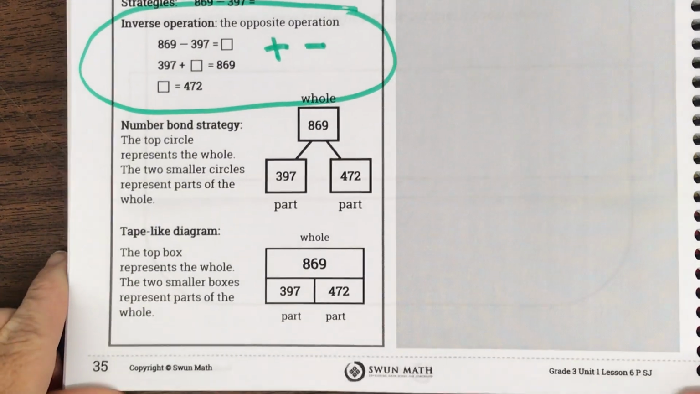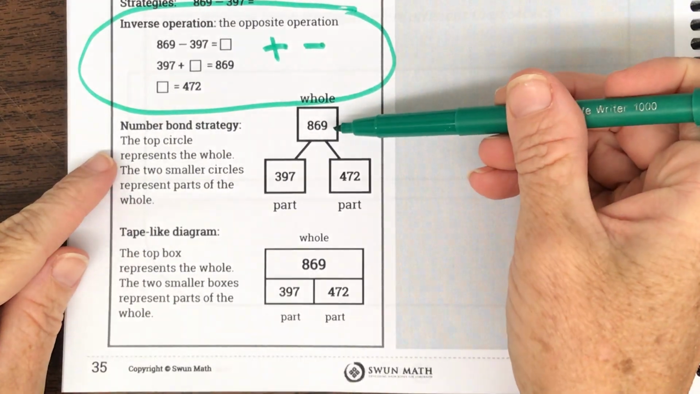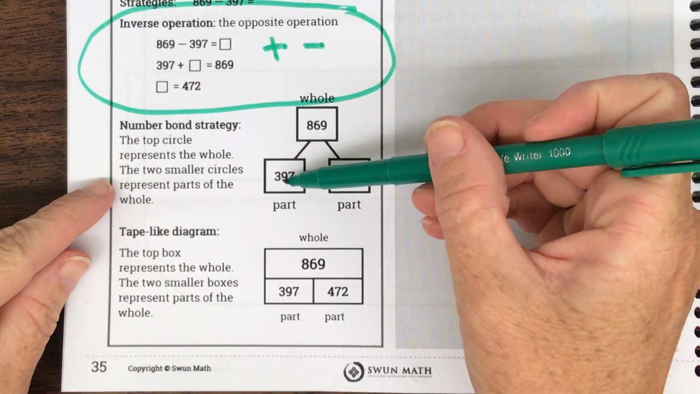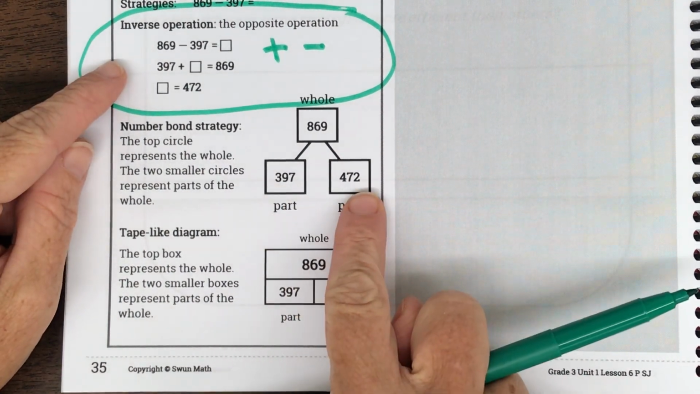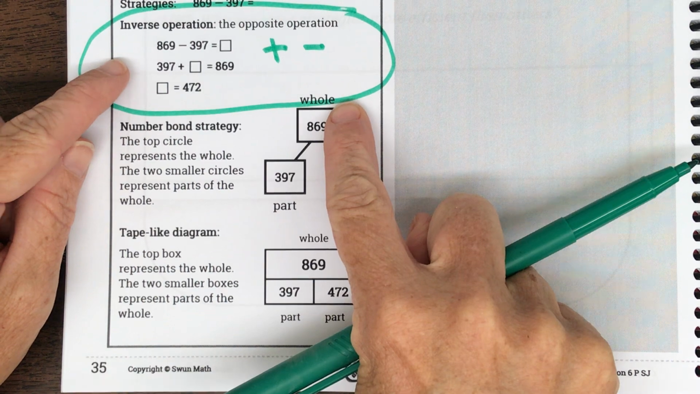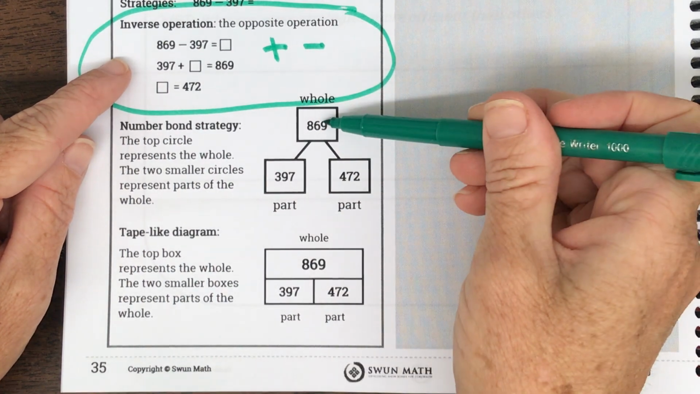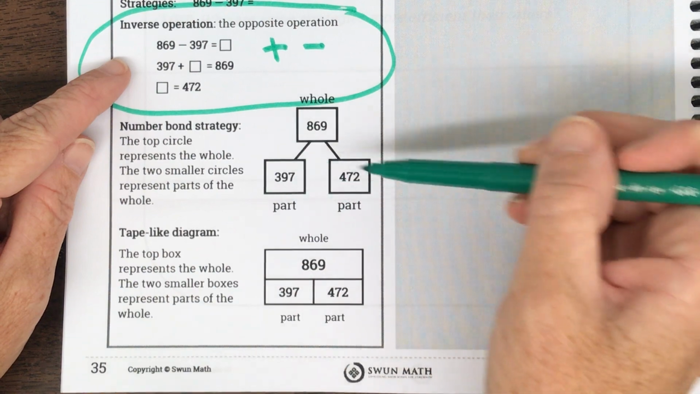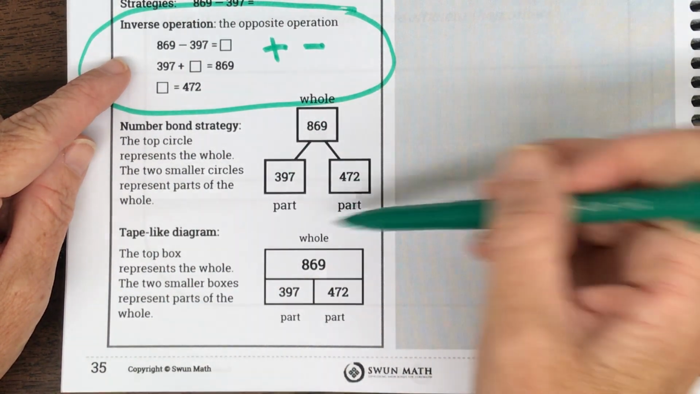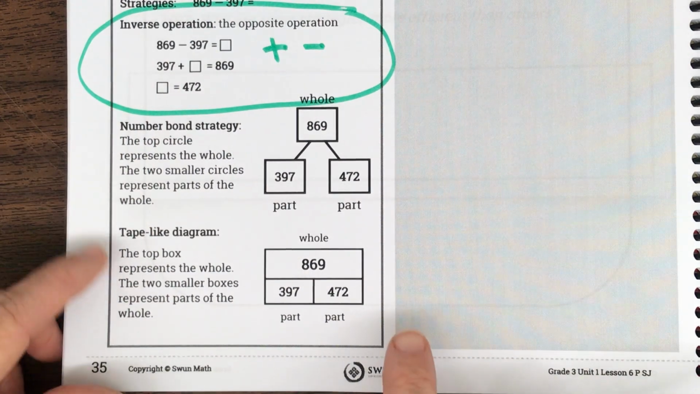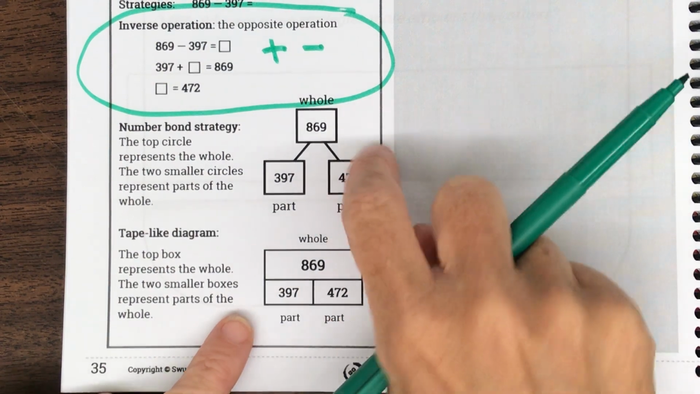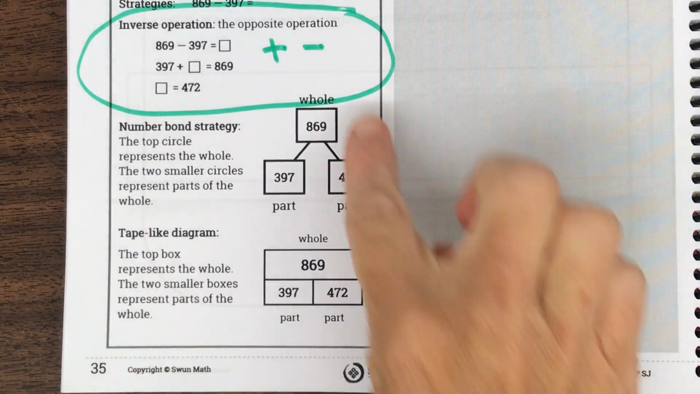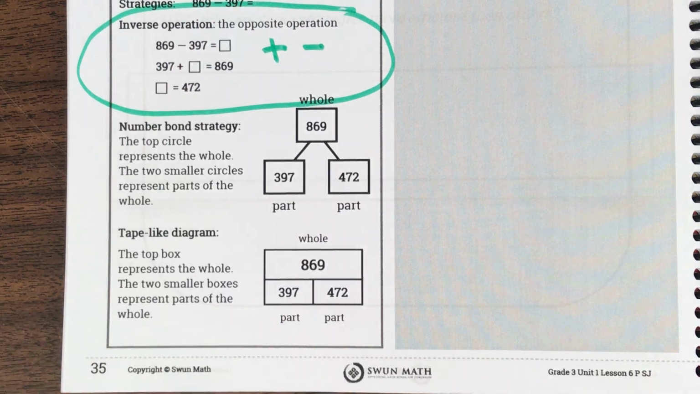So let's look at this number bond strategy. It says the top circle or top box represents the whole, and the two smaller circles represent the parts. So 397 plus 472 will give me the whole. Or I could say 869 minus one of the parts gives me the other part. So that's where the inverse operation comes in. The tape-like diagram is similar to this, it's just written differently. So this is the one that we're going to be working with more, this number bond strategy, just so we can see the relationship between all of the numbers that we're dealing with.